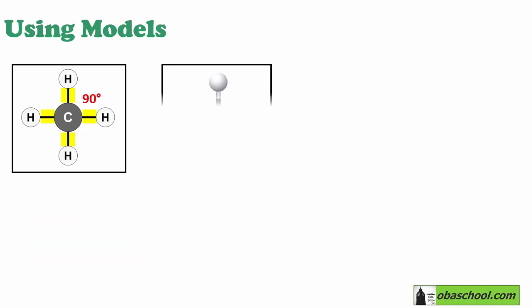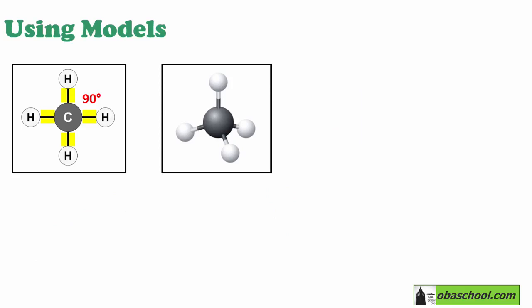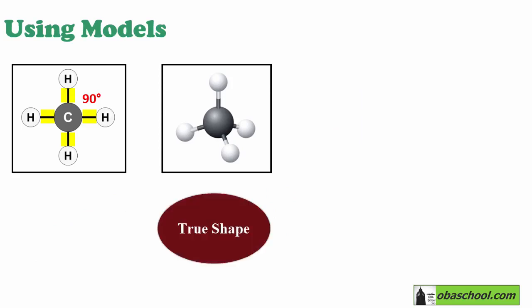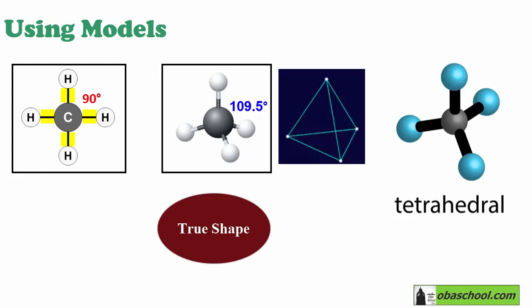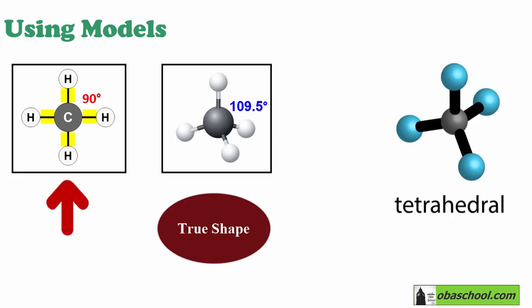On the other hand, the 3D formula, so a 3D ball and stick model, shows the true shape of the molecule. So again, we have one carbon atom which is bonded to 4 hydrogen atoms. However, the angle now is different. The angle is about 109.5 degrees. And this means that the true shape of methane is a tetrahedral shape. So notice over here the shape of the tetrahedron. So a 2D ball and stick model will show only the atoms bonded to each other, whereas a 3D ball and stick model will give the true shape of the molecule.